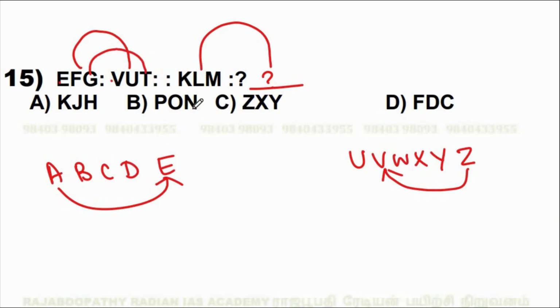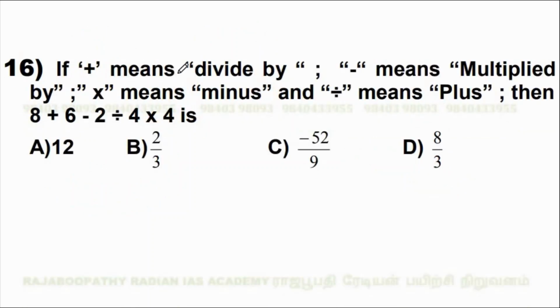So, what is K? K is similar. So I have given you the clue. So answer the question. Very good. The answer is PON. Most of them answered correctly. Almost everyone answered correctly.